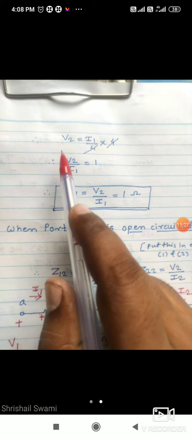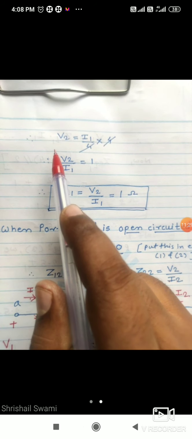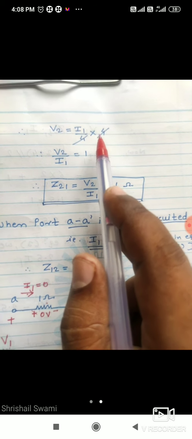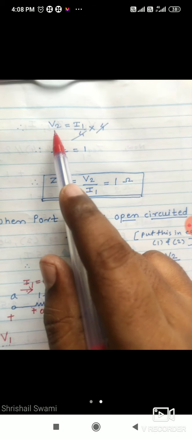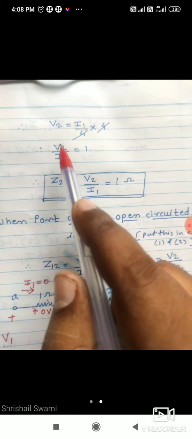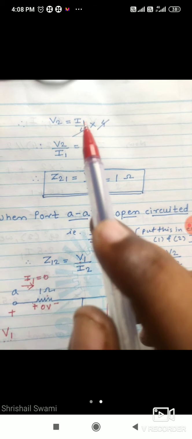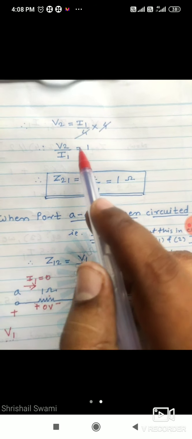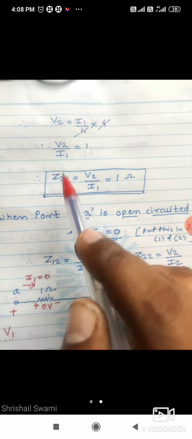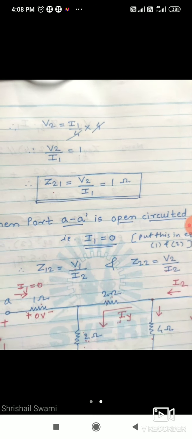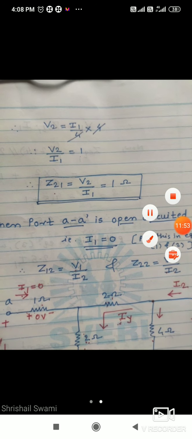Once you put Ix is equal to I1 by 4 in equation number 4, you will get V2 is equal to I1 by 4 into 4. So 4 will get cancelled. Actually, we are finding out Z21. So Z21 is equal to V2 upon I1, which is nothing but 1. So Z21 is equal to V2 upon I1 is equal to 1 ohm.